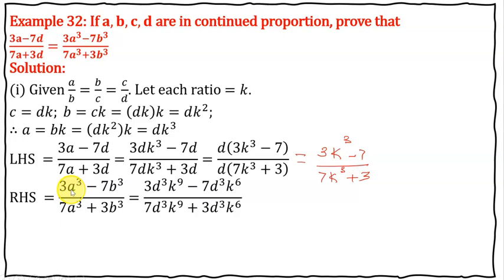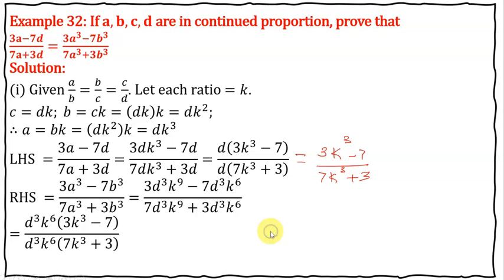Substitute the value of a. a is dk³ and again it's cubed. Then you will have d³k⁹ minus b. What is the value of b here? The value of b is dk² and it's cubed, that is d³ and k raised to 6. Similarly to the denominator. Now from the numerator take d³ and k⁶ as common, and from the denominator d³ and k⁶ as common.